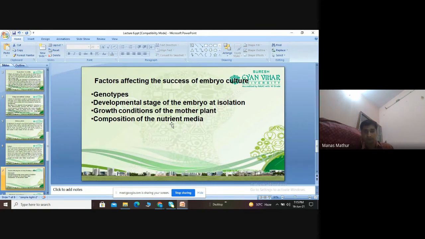So the embryo should be isolated at the developmental stage of the plant, meaning in the initial stage of reproduction. Third thing, it depends on the growth conditions of the mother plant. If the mother plant is healthy, obviously the embryo will be healthy. Growth conditions are what? Like temperature, pressure, humidity, availability of water. All these are the growth conditions. And finally, composition of the nutrient medium. Means what kind of salts we are adding in the MS medium: sucrose, inorganic salts, organic salts. It depends on them also. So these are the conditions which are very, very important.